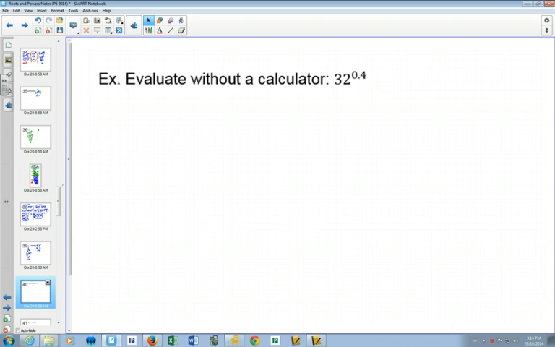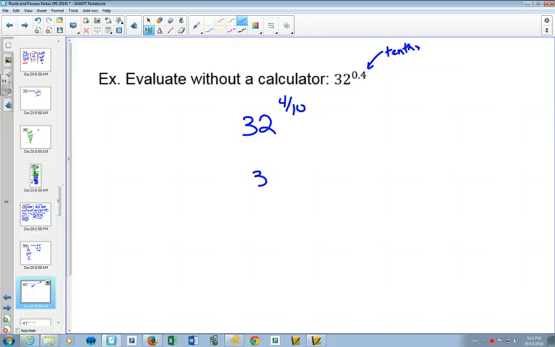Evaluate without a calculator. 32 to the 2/5. If you're having trouble changing 0.4 to a fraction, 0.4, this is your tenths, right? So you could think of it as 4/10, and that might help you get to 2/5 if you can't see 2/5 directly. Okay? What are you going to do with 2/5?